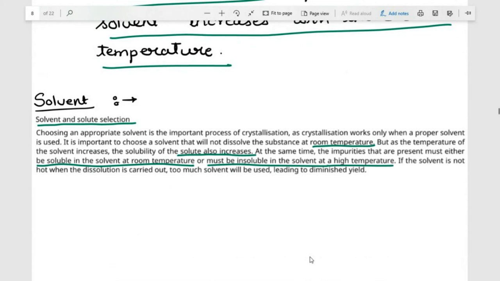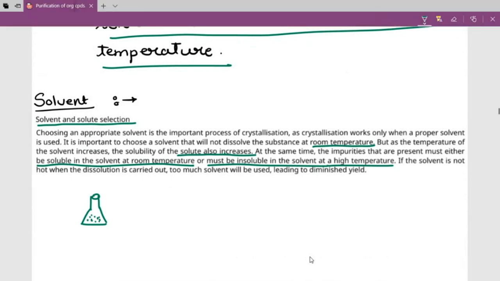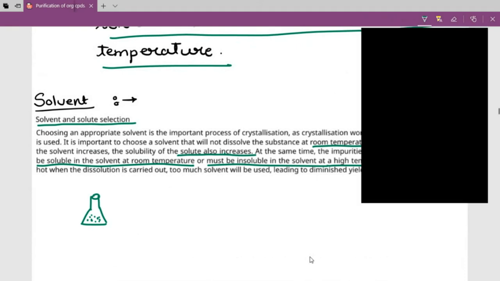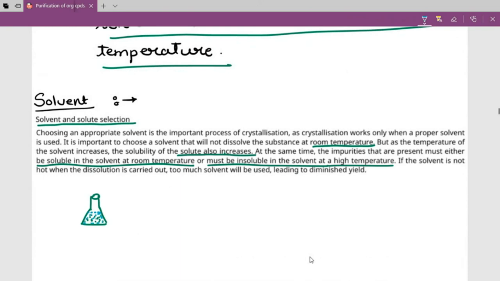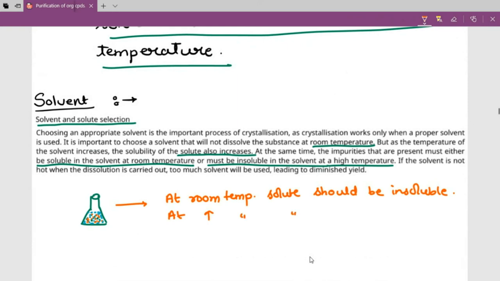When we decide a solvent, we should take care of the fact that at room temperature, if I say my water is just an example, say blue is water, and this green and red or orange and green are impurities and the compound, then what care I must take? That at room temperature, the solute that we are targeting to purify should be insoluble. It should not be soluble. But at high temperature, the solute should be soluble and there should be increase in its solubility with increase in temperature.